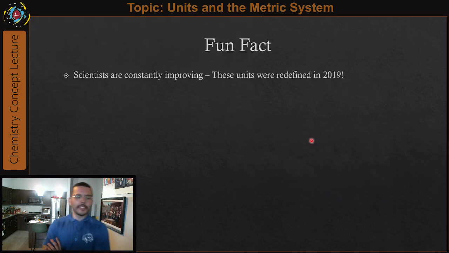Fun fact, scientists are constantly improving. All of these units were redefined in 2019 to be based on universal constants. This fundamentally does not change your or my experience with the metric system, but it does help us to understand that in our constant quest as humanity to try to communicate accurately and honestly with each other, we will continue to make improvements so that we can get rid of any inconsistencies caused by language.